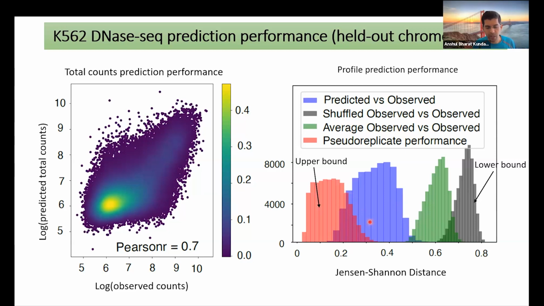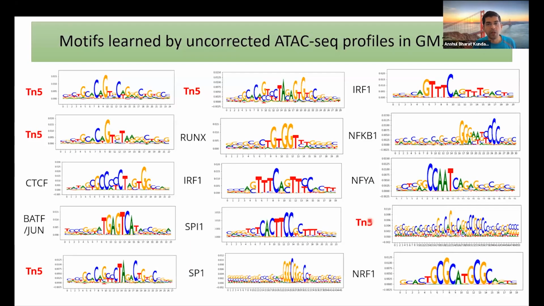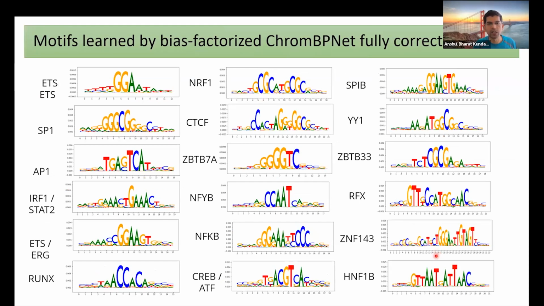We're getting very nice predictions overall. If you interpret what motifs the model is learning and you don't correct for biases, you not only learn transcription factor motifs like RUNX, IRF and SPI1, but there's also a giant Tn5 monster sitting right here, and another version of it here. Many of the motifs are confounded by Tn5 bias. You can see this huge GC haze around this motif. After you do bias correction, you get absolutely gorgeous, clean motifs that you can pull out of the data.